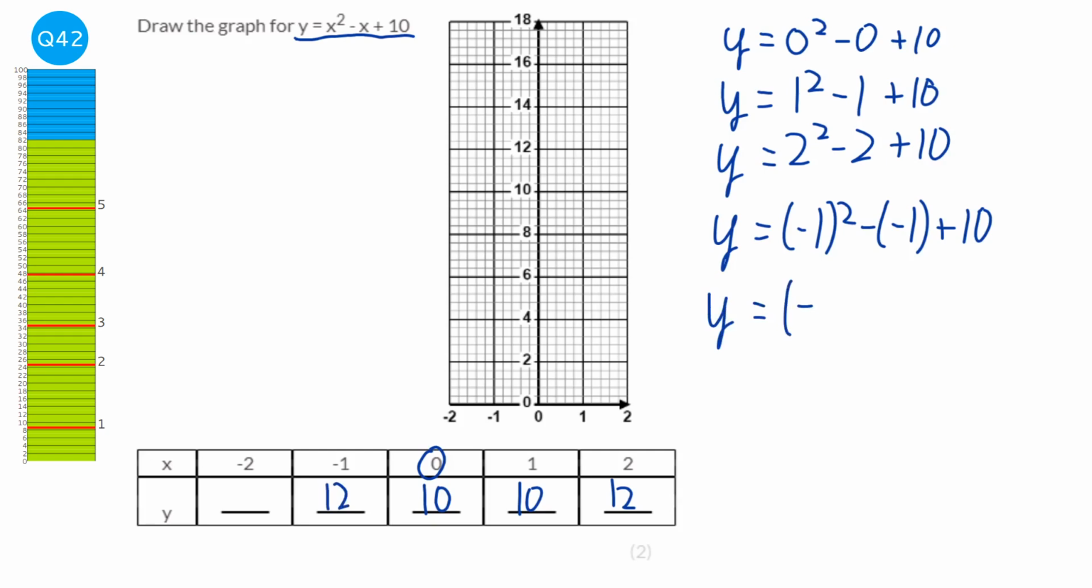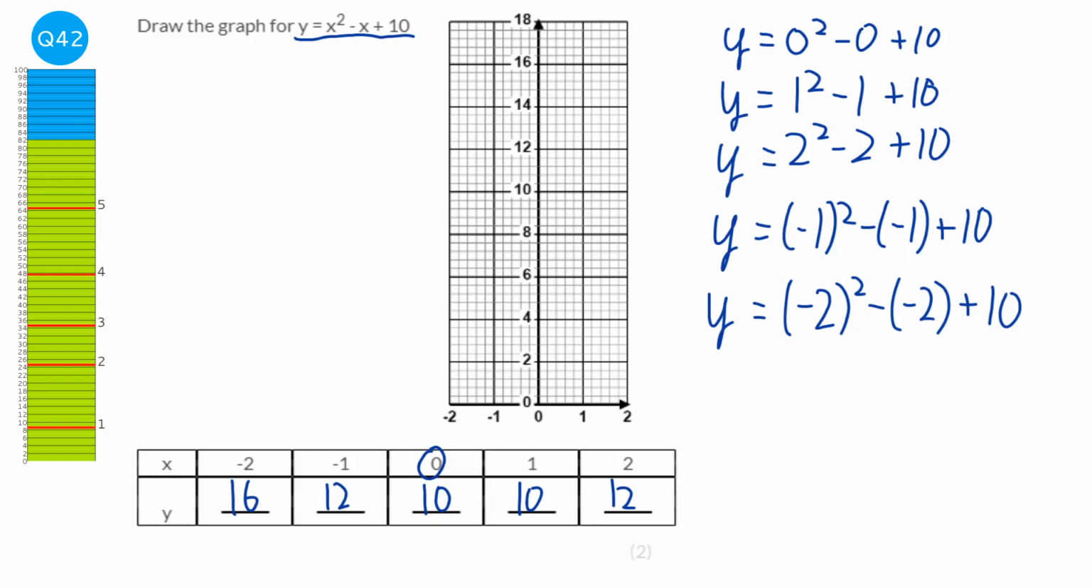And then we'll do the minus 2, so it'd be minus 2 squared minus minus 2 plus 10. So minus 2 squared is 4. The two minuses here make a plus, so it'd be plus 2, which would be 6, plus 10 will be 16. So we're going to plot these on our graph.